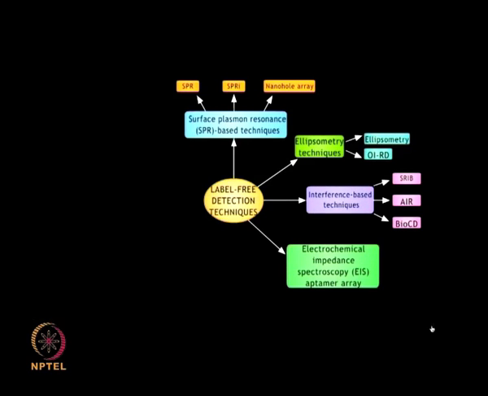Electrochemical impedance spectrometry aptamer array. Aptamers are short single stranded oligonucleotides that are capable of binding to a wide range of target biomolecules. EIS combined with aptamer arrays can offer a highly sensitive label free detection technique.